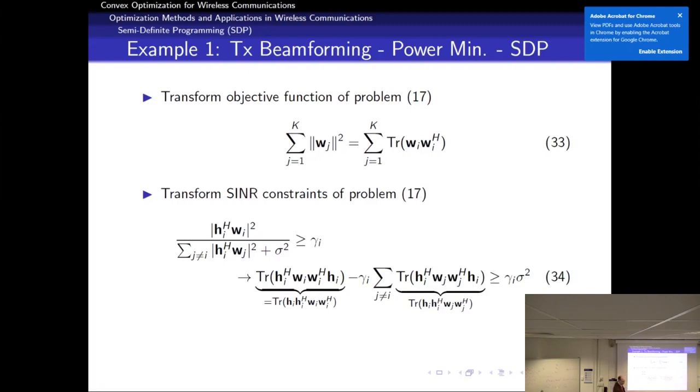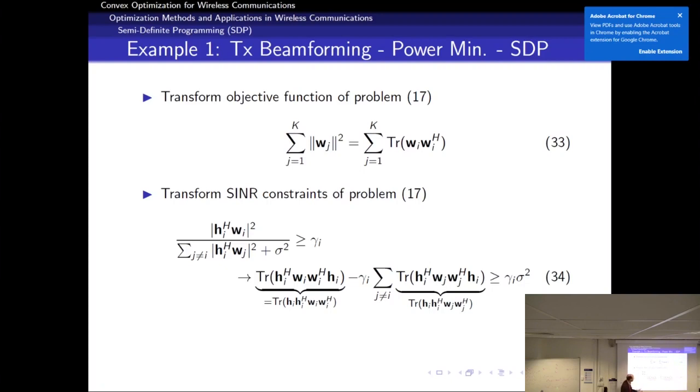Because what do I need for an SDP formulation? I need to have linear constraints, a linear objective function, and I need to have a constraint on a semi-definite matrix, semi-definite positive matrix, right? So I have to minimize this quantity subject to these constraints. So where can I find now an SDP here?